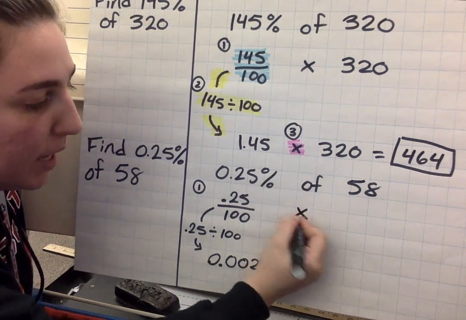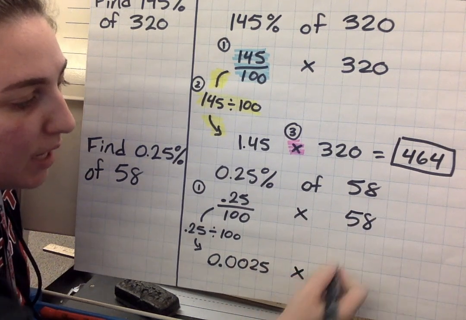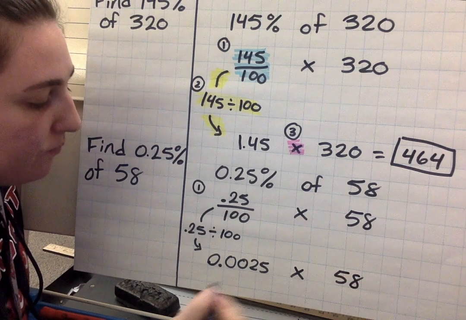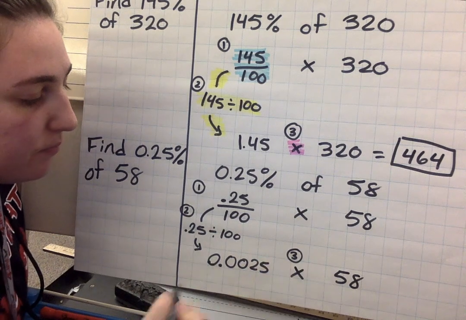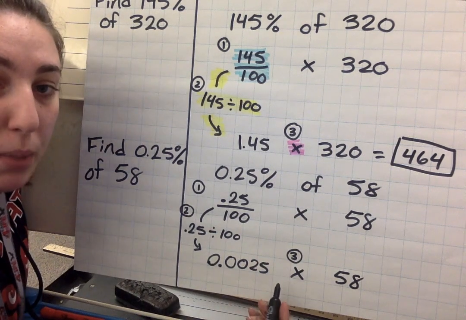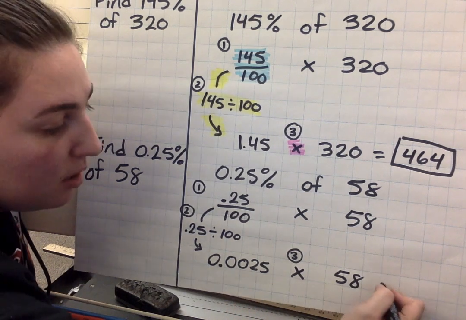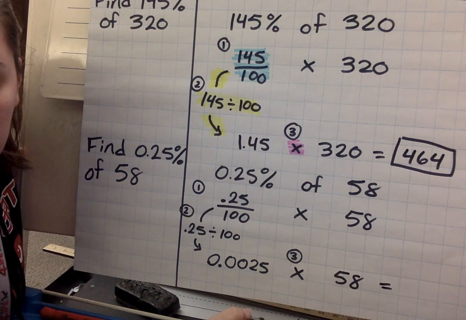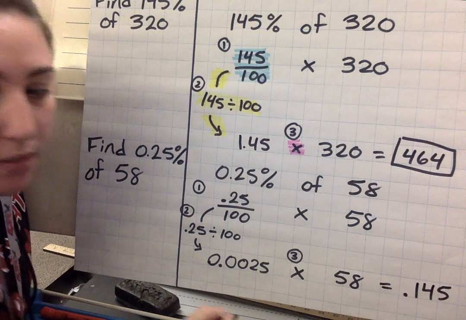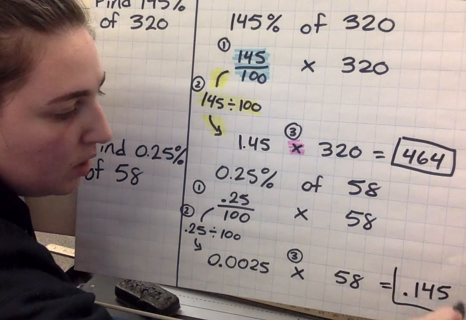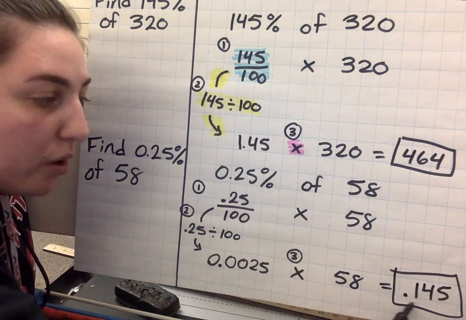Then you're going to, of course, remember to drop down these numbers over here, which I forgot. So of means multiply, and then drop down the 58. Same thing over here. We have a multiplication sign and the 58. This was step 2, and this is our step 3. So step 3 is to multiply. So we're going to multiply 0.0025 times 58. Put that into your calculator, and you're going to get 0.145. Okay? So 0.25% of 58 is 0.145.